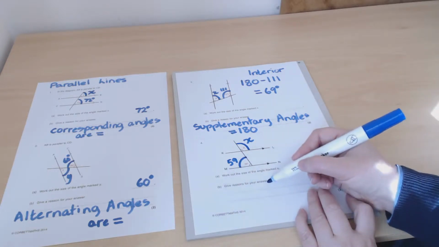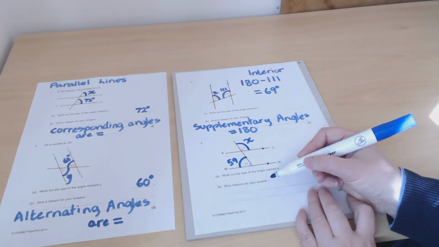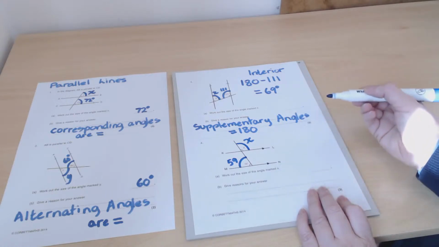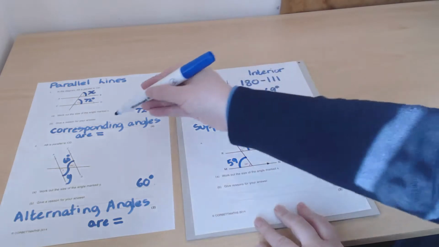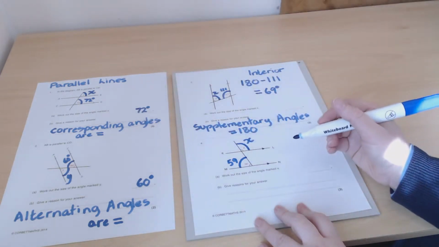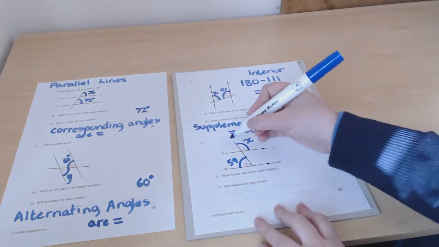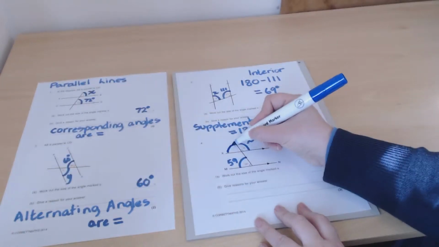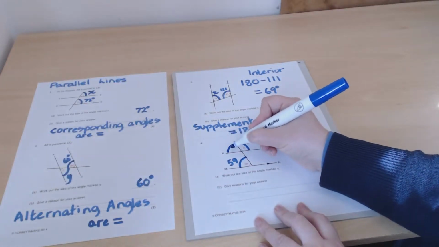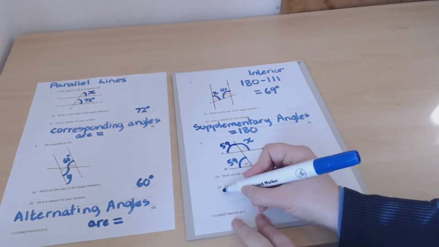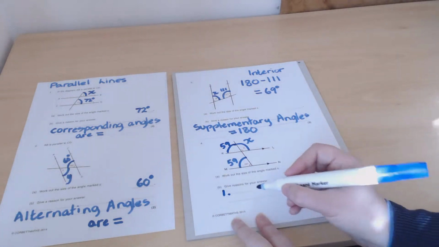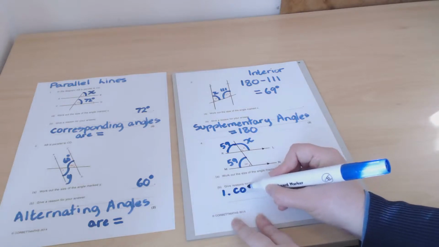And it does ask you to give reasons for your answer, so you need to give reasons for each part of what you do. So the first thing that I'm going to use is the corresponding angles idea. So this angle here corresponds with this angle here. So this angle here is also 59. So the first thing I've done here in my reasons is corresponding.